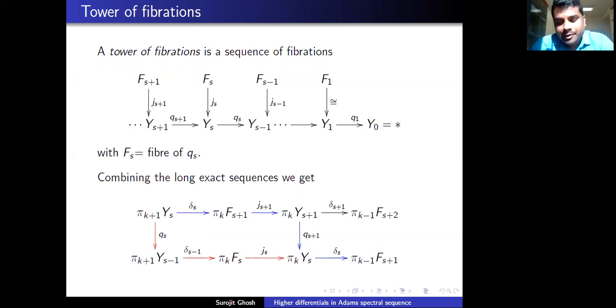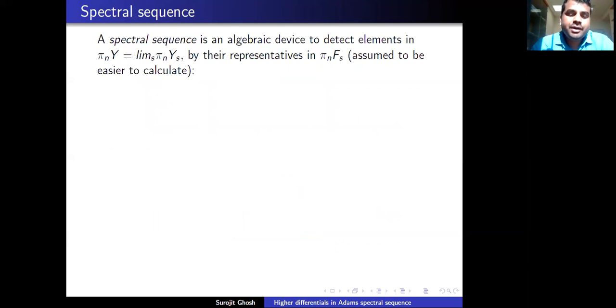So what is a spectral sequence? A spectral sequence is something where we would like to compute the homotopy groups of a space, where that space can be written in a filtered way, like this Y_s, and they have fibers where the fibers are very well behaved in terms of homotopy groups. This is the whole idea of the spectral sequence. We want to analyze the elements of pi n of Y in terms of the elements of pi n of F_s, the fibers.